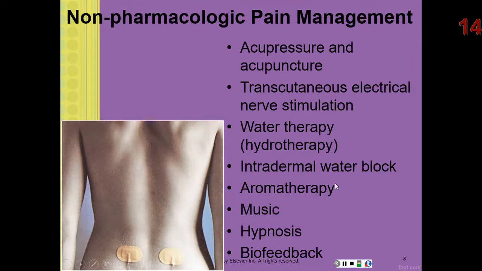An intradermal water block, I've seen this done before, they used to take sterile water and inject it at 4 points in the lower back. It's like a little intradermal injection, and I'm not sure if it puts pressure on the nerves or what, but it kind of stings when they put them in, but evidently it helps back pain, and I've seen it done.